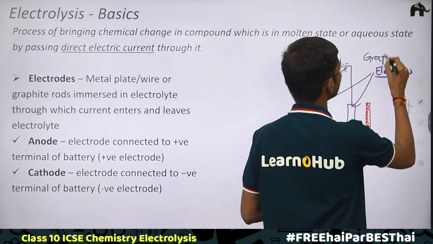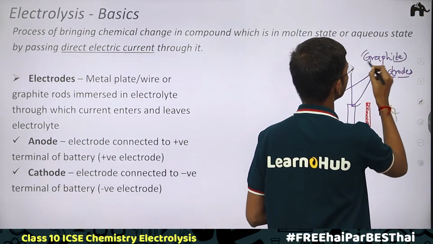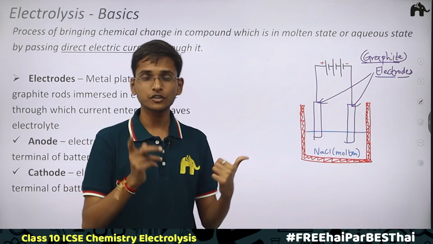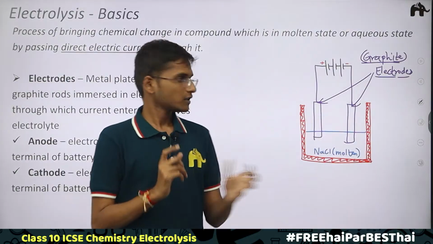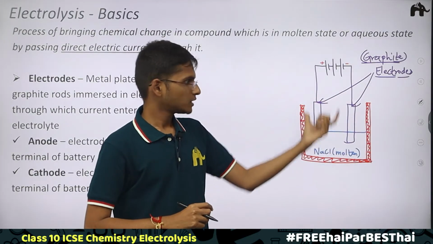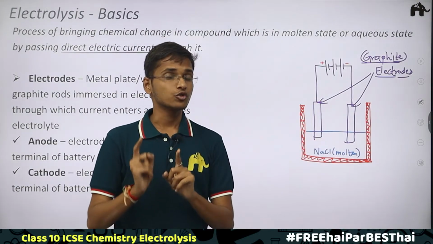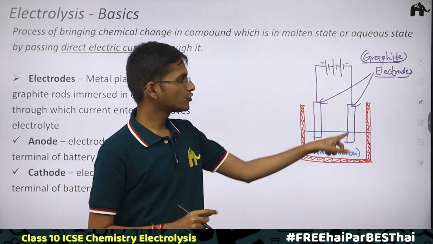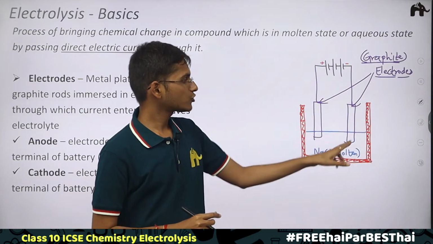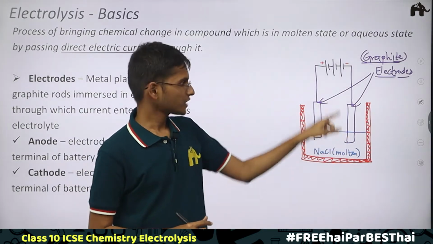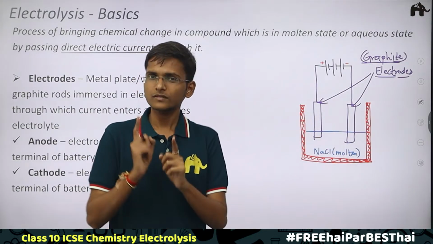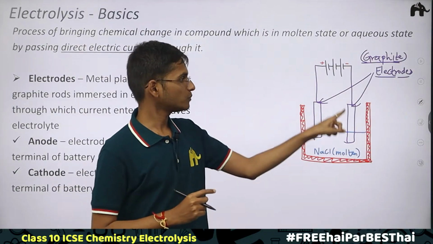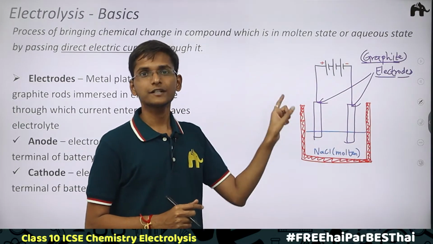Now when we are using electrodes, we need to make sure that we are using such a material as an electrode which is also a good conductor of electricity, right? Because we want the current to pass through this electrolyte, and we are dipping this electrode just for the same reason, in order to pass the current through this electrolyte.